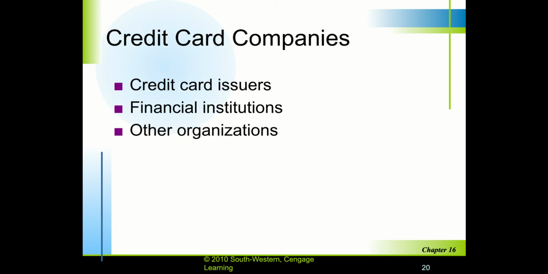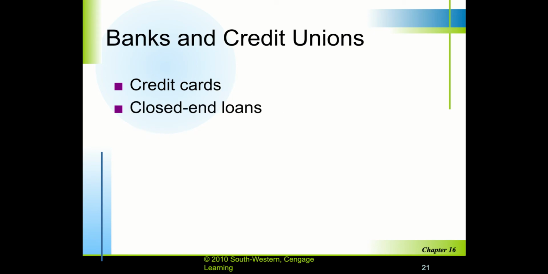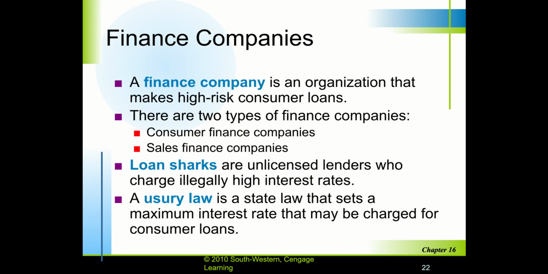Credit card companies like Visa, MasterCard, American Express, these are all things you've heard of. They usually offer different types of credit cards depending on what you're looking for. Banks and credit unions offer credit cards like Bank of America or maybe TD Bank. They all have their own credit cards, usually with credit card companies. They'll also offer closed-end loans for major purchases.